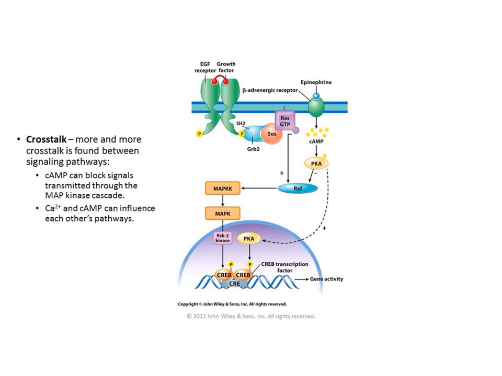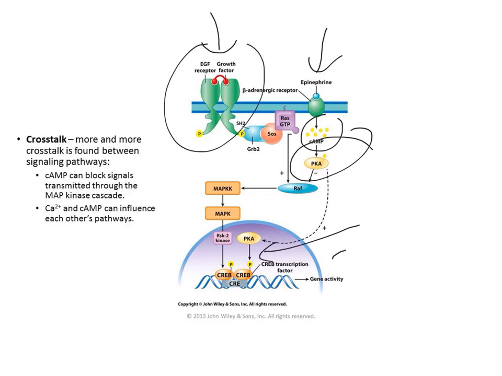So when we think about something like crosstalk, essentially, some signal molecules may influence each other's pathways. Here's one receptor, and here's another receptor binding to different signal molecules. Something like activation of PKA by cyclic AMP in this particular pathway could ultimately lead to activation of the same protein that also could be activated by this other pathway. So we're seeing crosstalk between pathways. Ultimately, different signal molecules can influence each other's pathways.